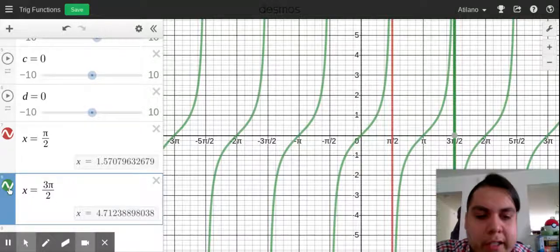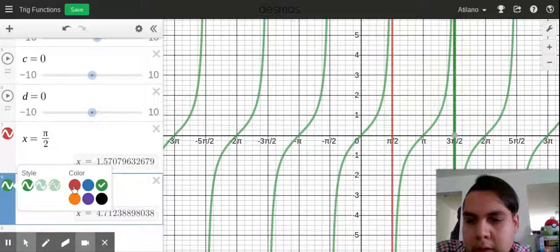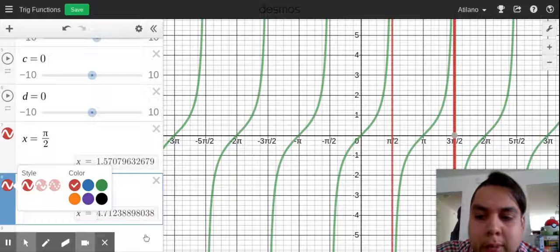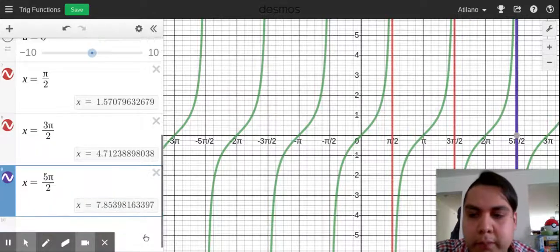And I'm going to change that color because that's too much green. Let's make it red, because that's what I'll use to mark all vertical asymptotes. And then I see another one at x equals 5 pi divided by 2.